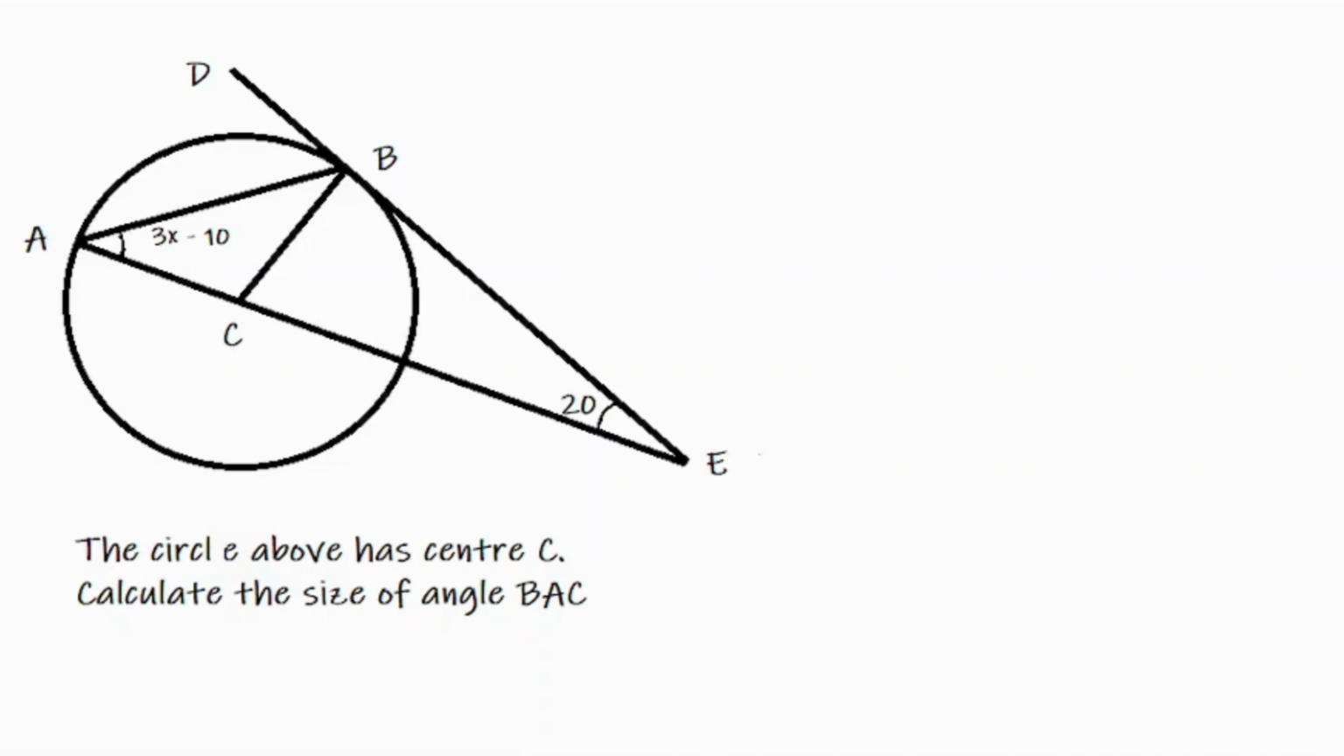All right, this is going to be the last example for this lesson. Looking at this example now, you will agree with me that CB is a radius because we have been told that C is the center and CA is a radius. So that makes CAB an isosceles triangle, and the base angles of an isosceles triangle are equal. So what does that tell us? It tells us that angle ABC is the same as 3x minus 10.